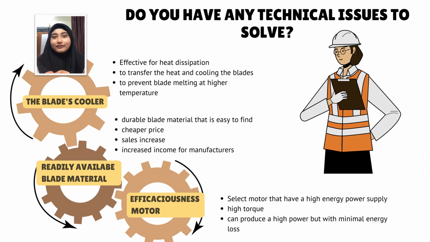And lastly, the effective motor. An effective fan greatly depends on the motor choice to successfully convert electrical energy to kinetic motion. We should select a motor that has high torque and a high energy power supply with minimal energy loss. Aside from that, thermal issues might be brought on by the heat the motor generates while it is running. Effective heat dissipation methods are necessary to prevent overheating.